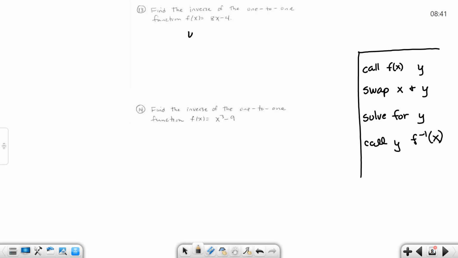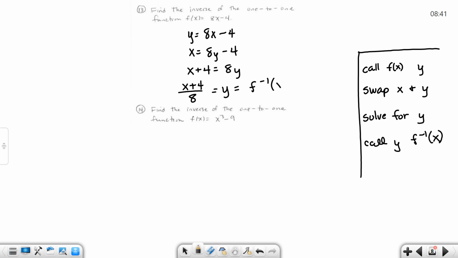So in number 13, call f of x y. Swap out your variables. So everywhere there's a y, put an x. Everywhere there's an x, put a y. Now solve for y. So let's add 4 on both sides. And then let's divide both sides by 8. And then we call y f inverse.